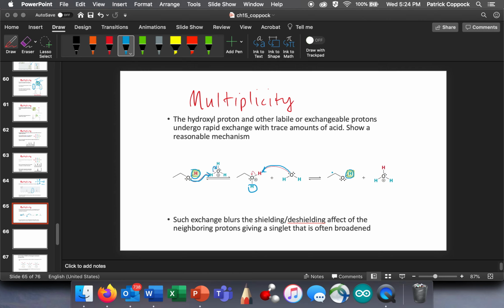So it's really called proton exchange. Proton exchange means that the relationship this hydrogen has with that oxygen is transient, all right? And such exchange blurs the shielding and deshielding effect of the neighboring protons, and it gives oftentimes a singlet, and it also broadens it. And I think that's all we want to cover with respect to multiplicity.